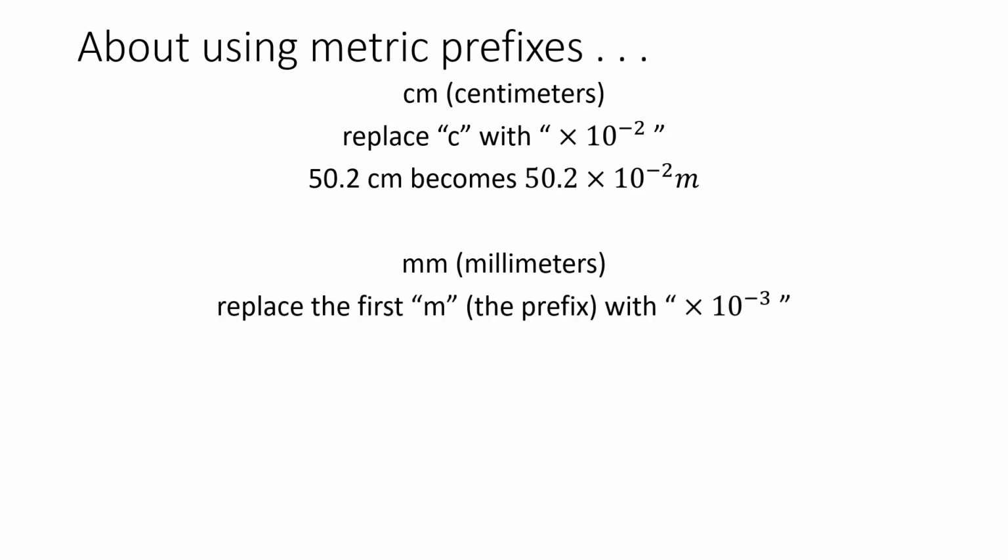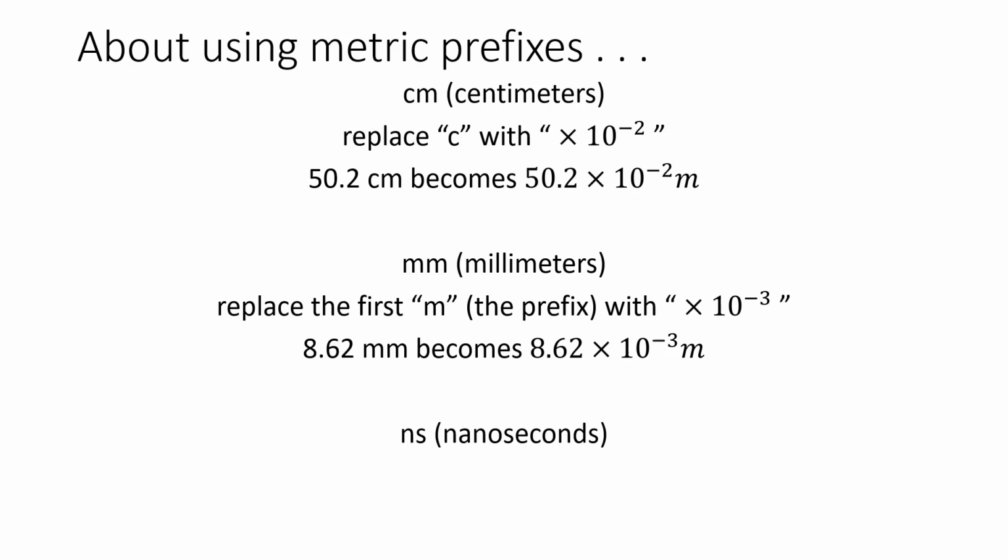Millimeters, that's a prefix. The first m is a prefix, the second m is a meter, and you replace that first m with times 10 to the minus 3rd, so 8.62 millimeters becomes 8.62 times 10 to the minus 3rd meters. You can also go the other direction. If you've got a number written as something times 10 to the minus 3rd, you can replace the 10 to the minus 3rd with a lowercase m for millimeter.